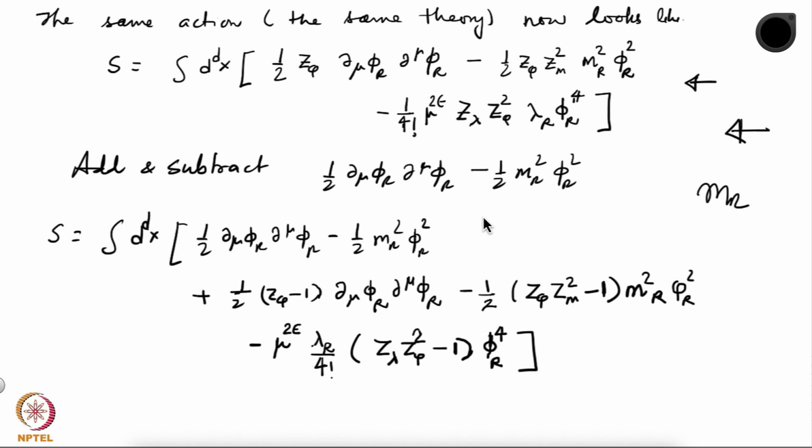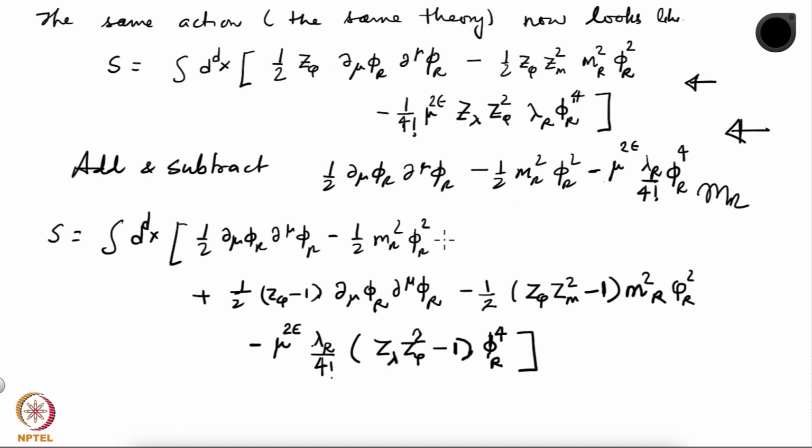Okay, I think I missed this one. So not only add and subtract this, I also wanted to add this one. This one I forgot. Okay, so you see that I have added and subtracted the entire action that we used to have. The only difference is that instead of phi I have phi r, but it looks exactly the same.